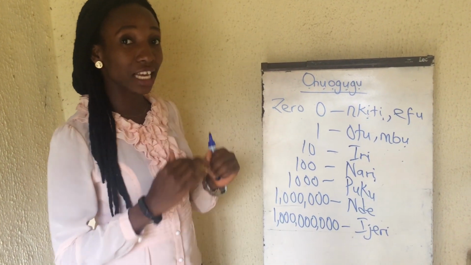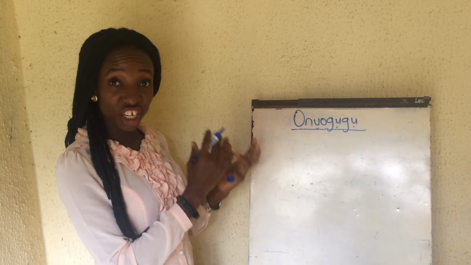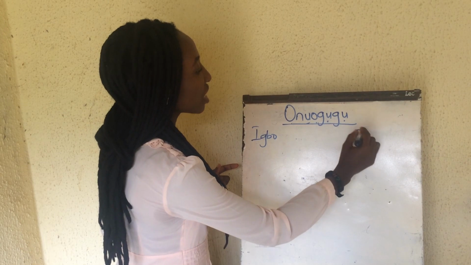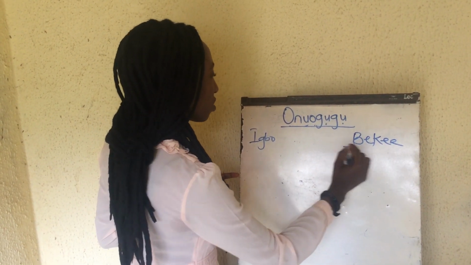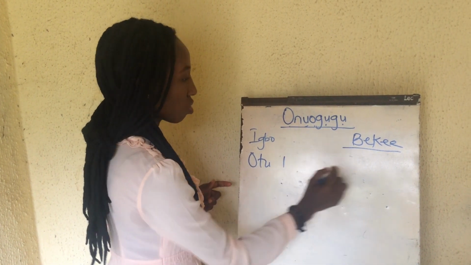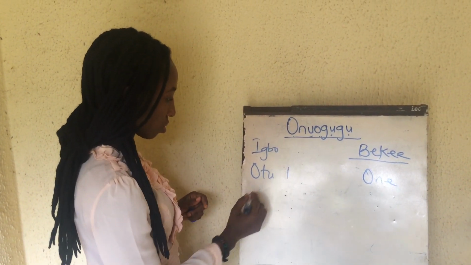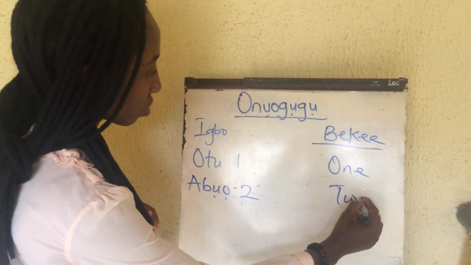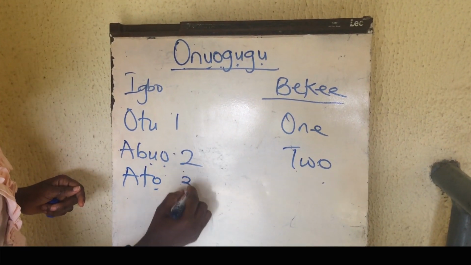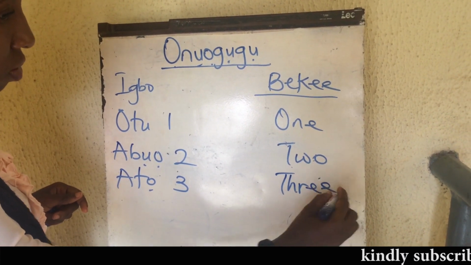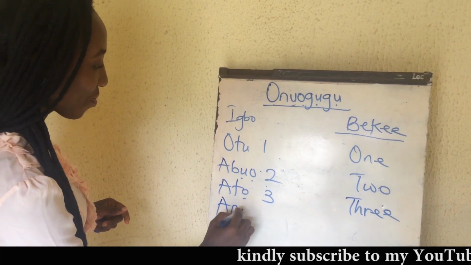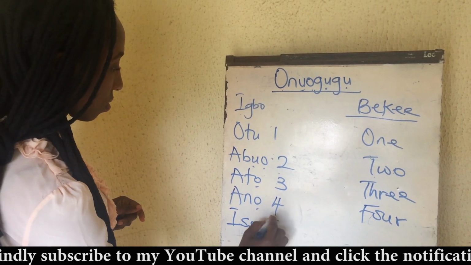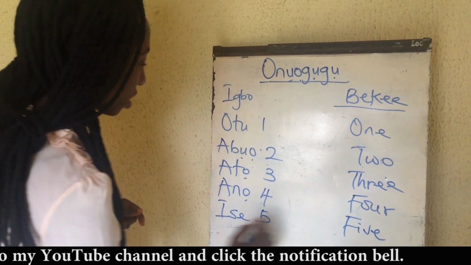Now let's go to the cardinal numbers that are being used. I'm writing in English and Igbo. These are the numbers: Igbo, and Beke is known as English. Please don't forget. Otu, one. Abo, two. Ato, three. Ano, four. Ise, five.